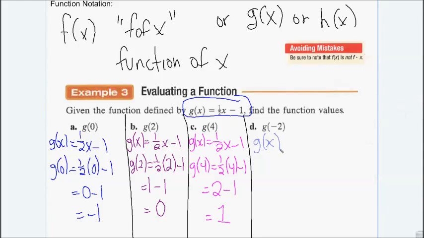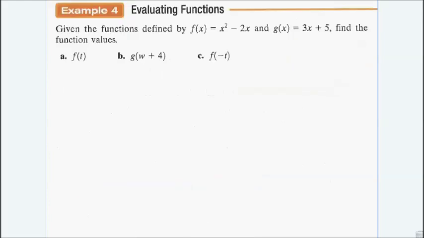Can you guys see that enough? Yeah. Okay. So half of x minus 1, so g of negative 2 is half of negative 2 minus 1. Half of negative 2 is negative 1, minus 1 is negative 2. All right, with these, it's going to be the same idea. We're going to plug in what they tell us to plug in and simplify.